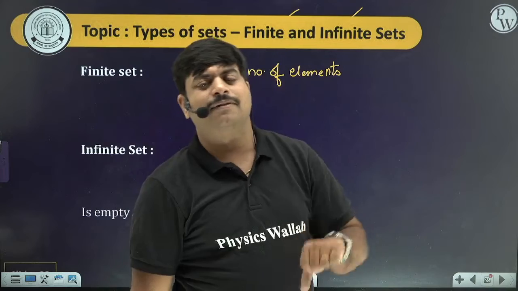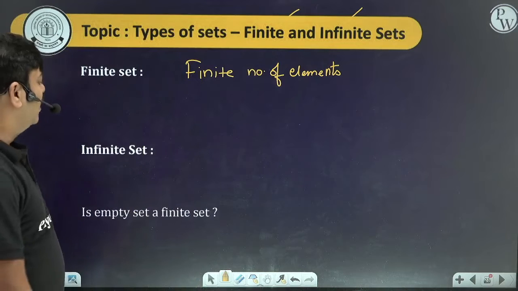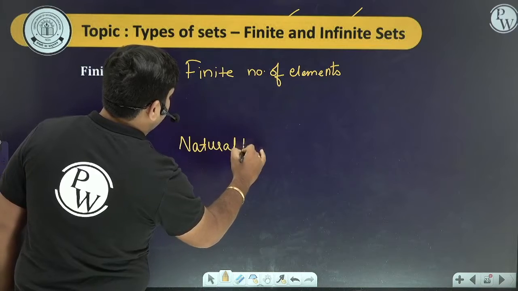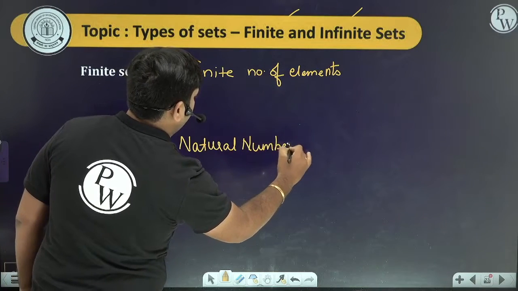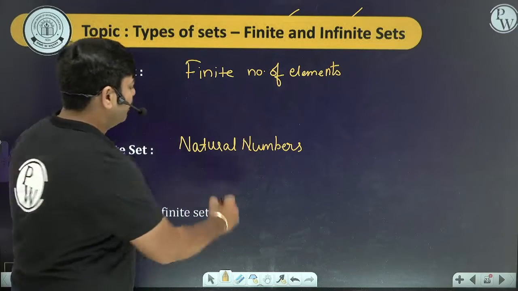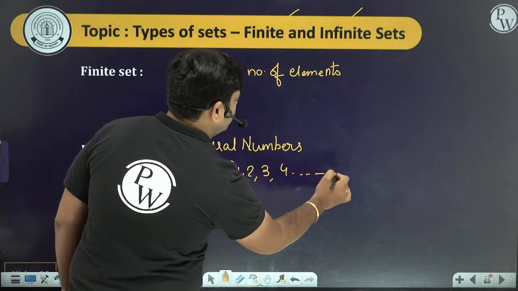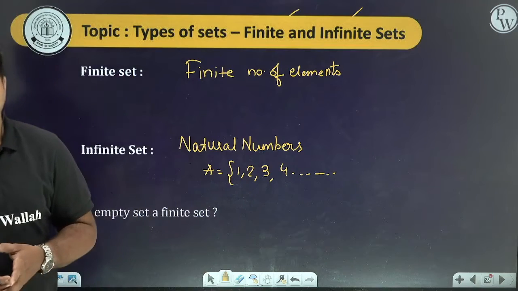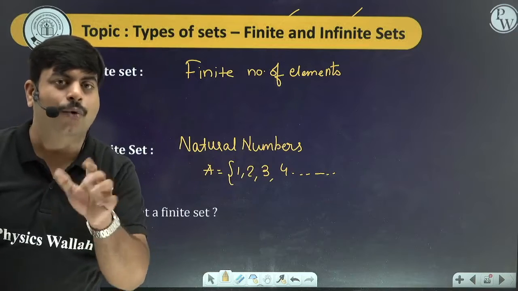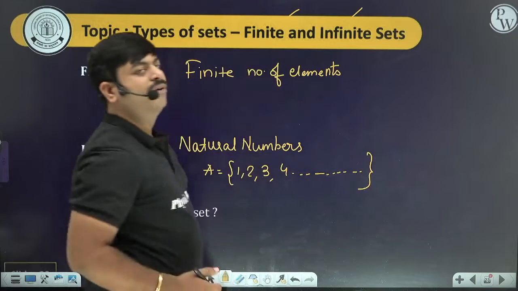Infinite set, the name itself says there are infinite number of elements. For example, the set of all natural numbers. Now you tell me whether this is finite or infinite. You will start with 1, then 2, then 3, then 4, and so on. So what is the ending point of that? Is there any ending point for this? No. Why? Because it is natural numbers, it just goes on to infinite elements.